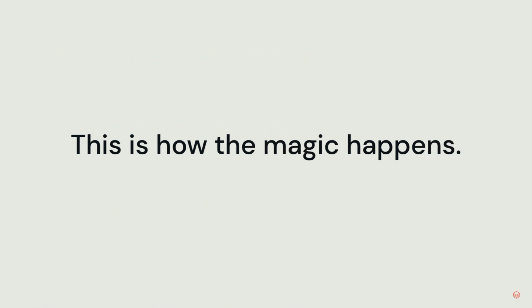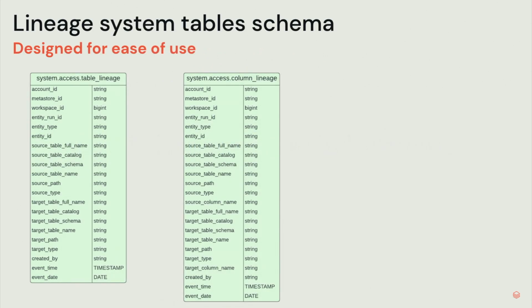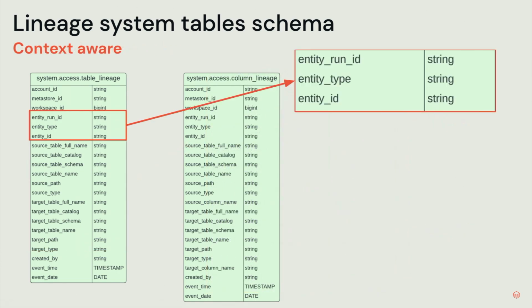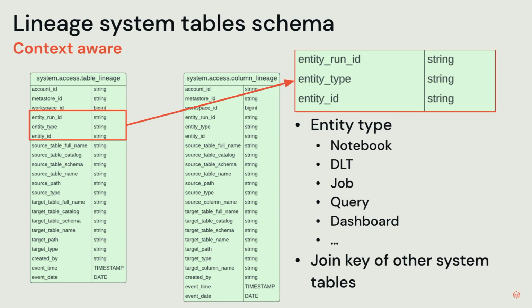And let's see how the magic happens. The lineage system table schema is simple, and it's designed for ease of use. It's a denormalized table, and each row represents the source and the target, and it captures both the read and the write query. And the most powerful part is the context around it. For each row, it shows the entity run ID, entity type, and the entity ID, which can be a notebook, DLT, job, query, dashboard, etc. And which can be a join key of other system tables.